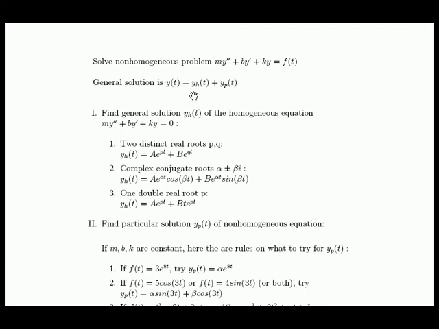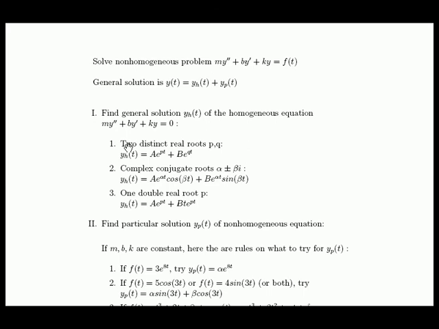So in section 3.6, we went through how to solve the homogeneous equation. That's the first part of solving the non-homogeneous equation. You try solutions of the form e to the pt, and you get a quadratic equation, mp squared plus bp plus k equals 0.